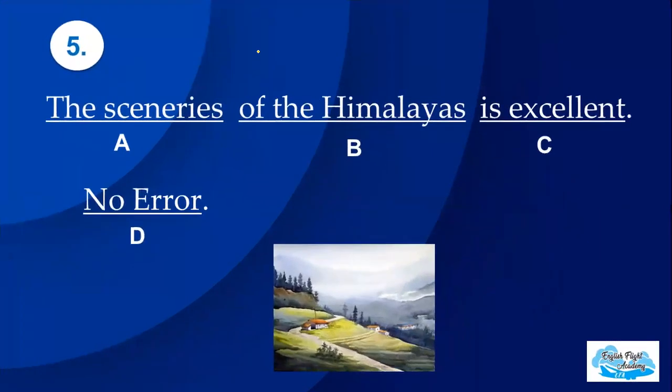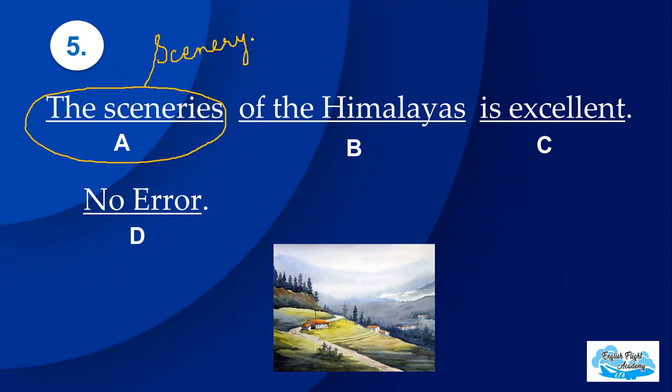Now moving on to the last sentence in this video lesson. The sceneries of the Himalayas is excellent. Now where's the error? Or there's no error? The error lies in section A or part A. The word scenery is used both in singular and plural. There's no word like sceneries in English. So the correct sentence will be the scenery of the Himalayas is excellent. Okay, the scenery of the Himalayas is excellent. I hope it's clear now.